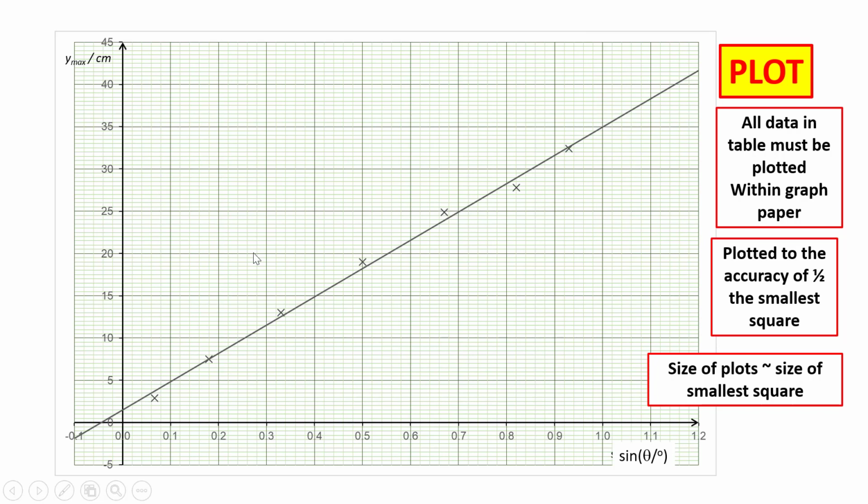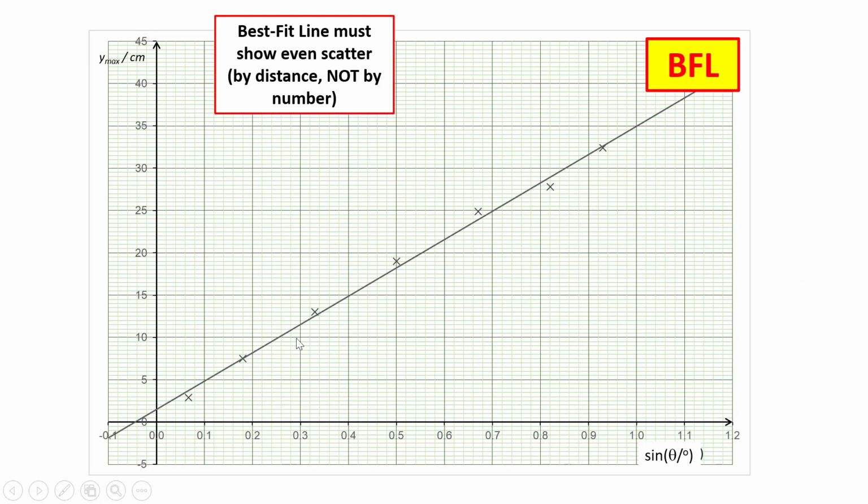And then all the plots must be plotted to the accuracy of half a square. During day-to-day practice, we do not usually check, but in exams, please be assured we will definitely check whether you have plotted correctly. Markers wise, most of you were able to use conventional markers like crosses like this, and most of you have reduced the size of your markers to the size of the smallest square. So that should be quite fine. The next marking point would be the best fit line.